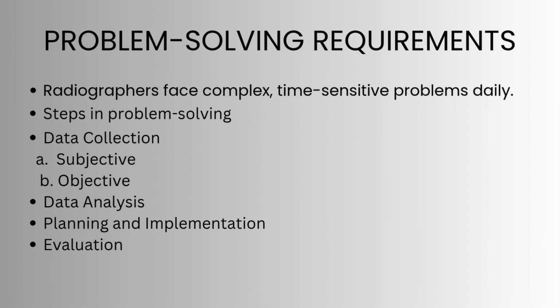What are the steps in problem solving? The first step is data collection. Data collection is the first step. And data collection is explained in two very key ways. You have two types of data. You have your subjective data and you have your objective data. So what is subjective data? Subjective data is anything that is in the patient, right? Or whatever the patient tells you, whatever is in the clinical history, right? Anything pertaining to the patient that is written from what the patient says, what the patient's relative says on the clinical history is what you call subjective data.